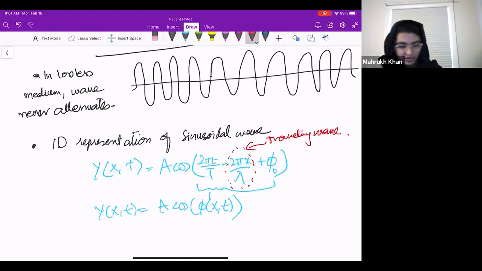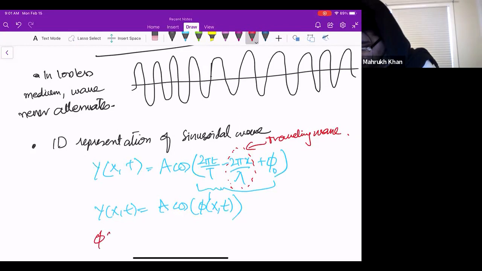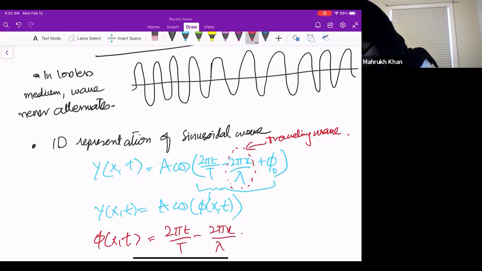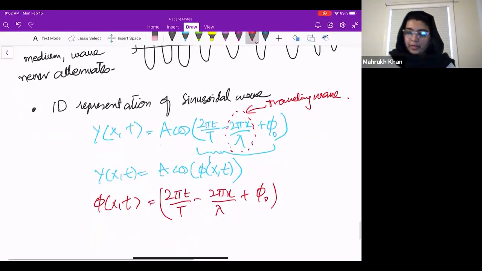So if I write the argument in a separate way, I can just write it like this. Okay, so now if we see that traveling wave, it has two variables that we need to think about, x and t. So there is not only dependence on t, but there is dependence on x as well.